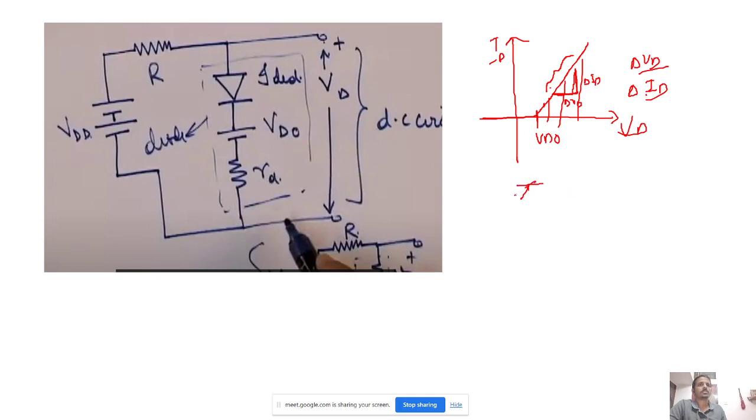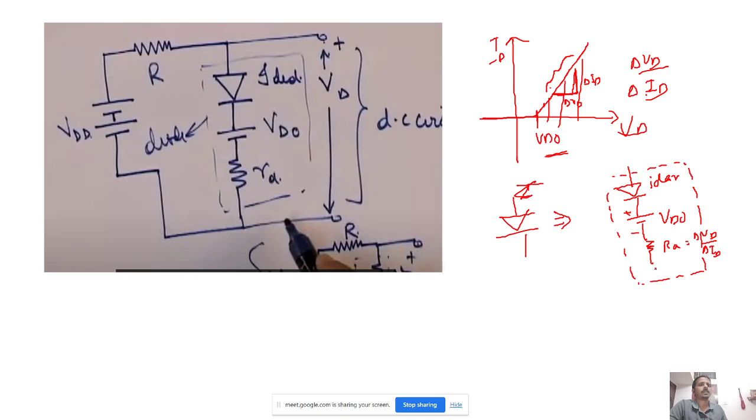So say this is our non-ideal diode. Here we will model this non-ideal diode like this. So this is the ideal diode, and we have a source here. What is the source here? VDO, the cut-in voltage, plus minus, and a resistance here. What is the resistance here? We'll mention this RA. RA means delta VD by delta ID. So this is the piecewise linear model for that.